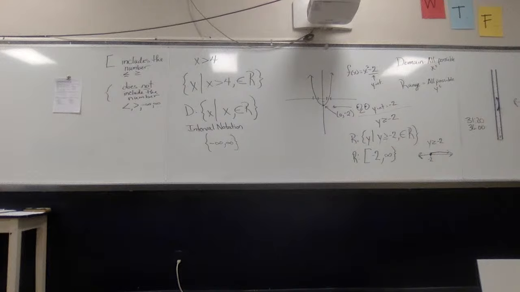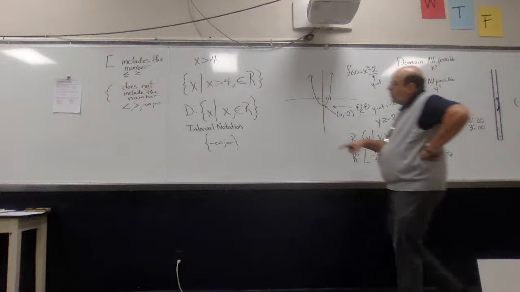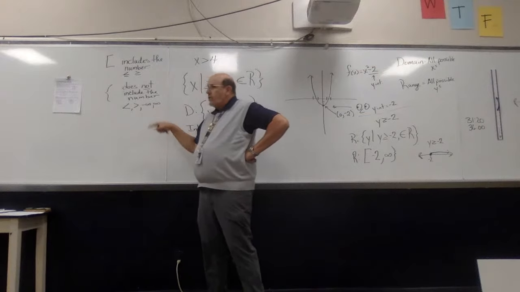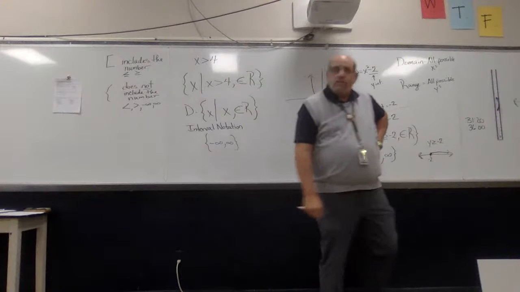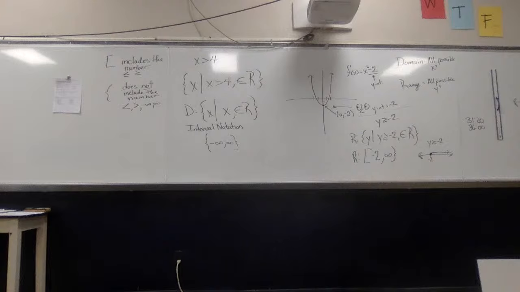While you're writing, why do I include negative infinity and positive infinity with our bracket idea? Do they have actual values? Does infinity have an actual numerical value? Does not. Therefore, we say, oh, well, if it's negative infinity or positive infinity, we can't put a brace around it. We have to bracket.